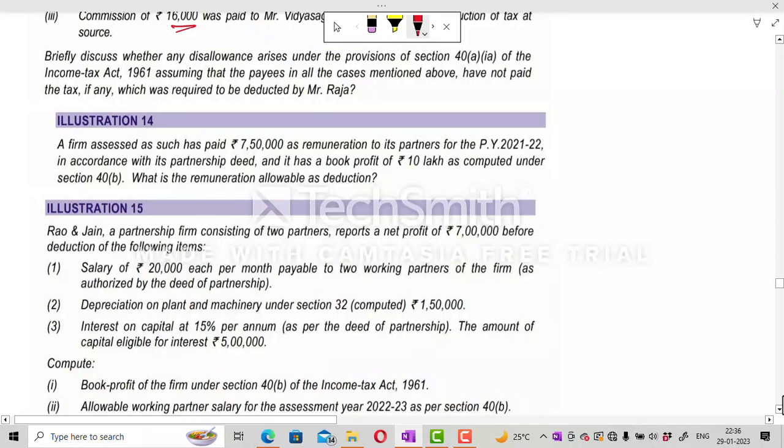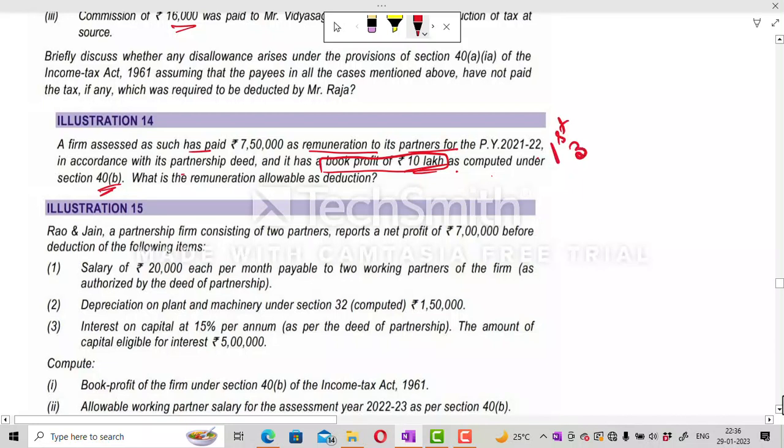A firm assessed as such has paid 7.5 lakhs as remuneration to its partners for previous year 21-22 in accordance with the partnership deed, and it has a book profit of 10 lakhs. They have directly given the book profit, computed under section 40B, as 10 lakhs. What is the remuneration allowable as a deduction?